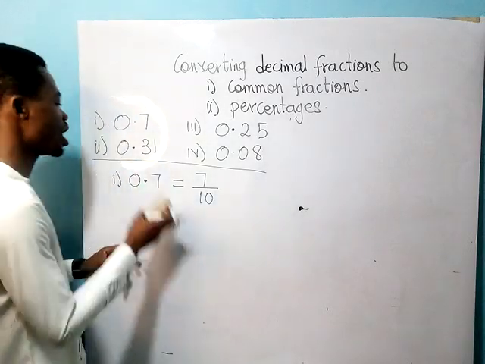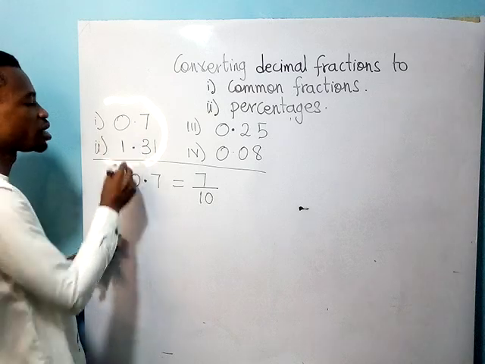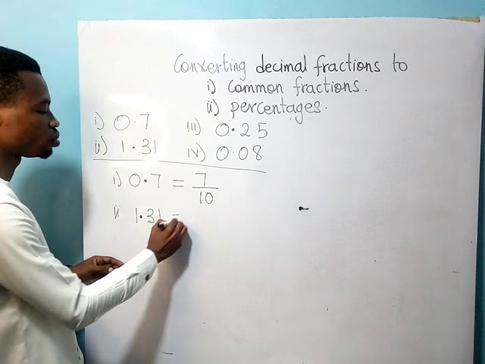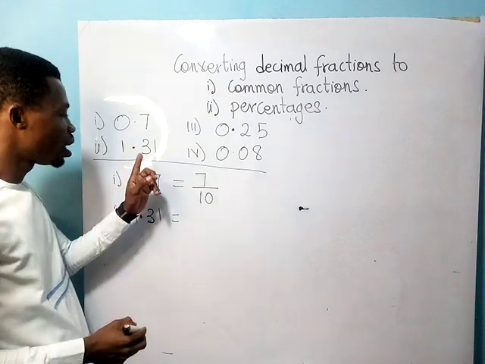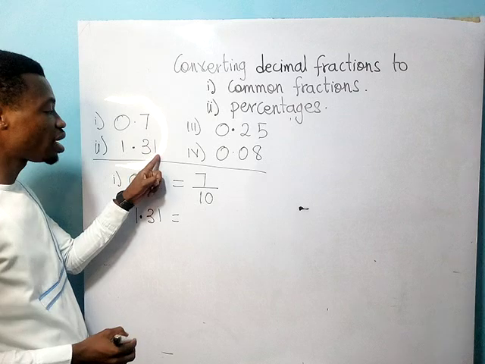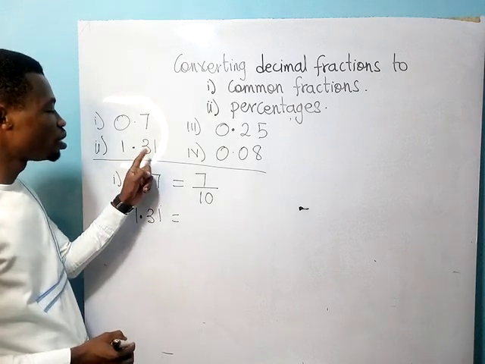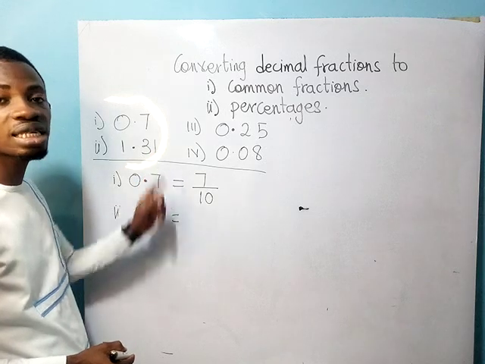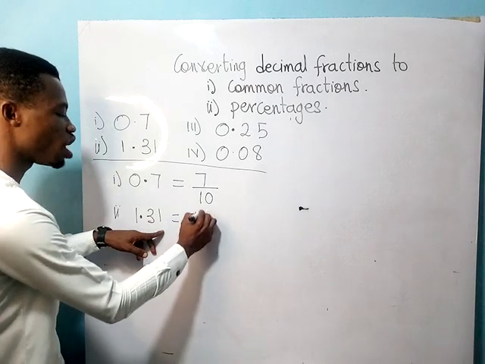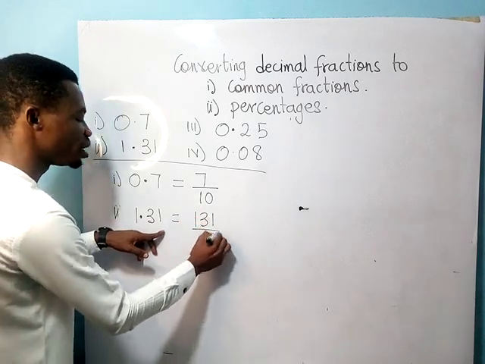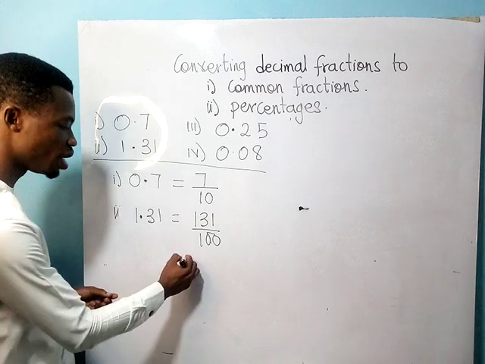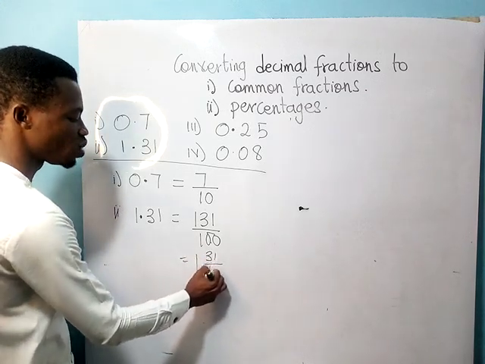So let me change our second example to 1.31. We are converting it to a common fraction. Let's find the place value of the last digit. Here our last digit is 1, and the place value is tenths, and that of the last one is 100, which means the whole of this number will be on 100. So we are going to have 131 on 100. And this is an improper fraction. You can convert it to a mixed number, where you have one whole number, 31 on 100.